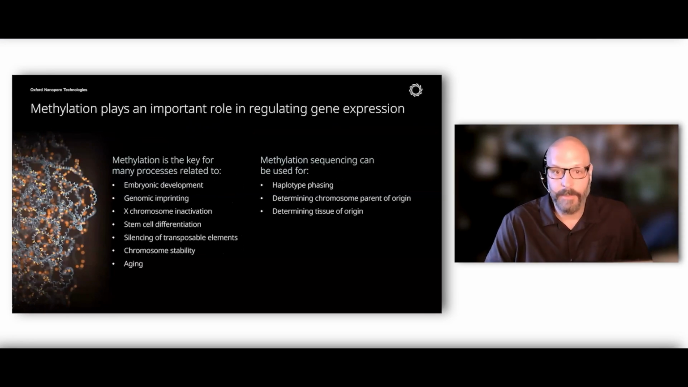Because of that role in regulating gene expression, methylation is involved in embryonic development, genomic imprinting, X chromosome inactivation, stem cell differentiation, silencing of different genomic elements, chromosome stability, and aging. Methylation sequencing can also be used for haplotype phasing. It can be used for chromosome parent of origin determination, as well as tissue of origin determination, which is what we're going to learn more about today.